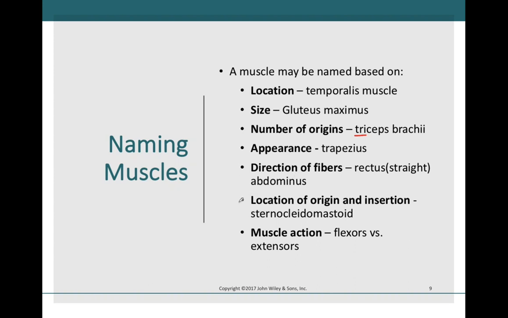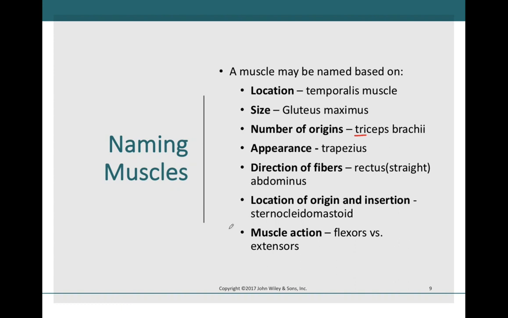We'll also see the location of the attachment points playing a major role here. So a good example of this is in the sternocleidomastoid muscle. The sternocleidomastoid muscle is a muscle that can be found in the neck that attaches to the mastoid process of the skull and the sternum as well as the clavicle. So we get sterno for sternum, cleido for clavicle, and mastoid for mastoid process. So this muscle's name is telling you exactly where the origins and insertions of this muscle can be found.